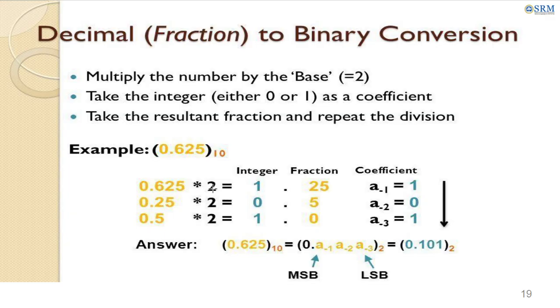0.625, multiply by 2 first. So you will get 1.25. Now you have to take the fraction for the subsequent multiplication, and whatever integer you are getting will become the a minus 1 next to the mantissa. This will become your first coefficient.